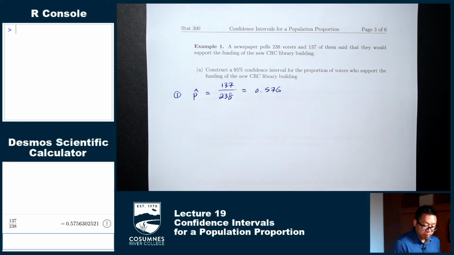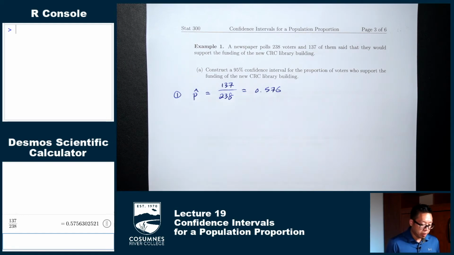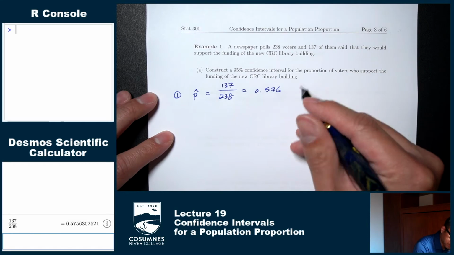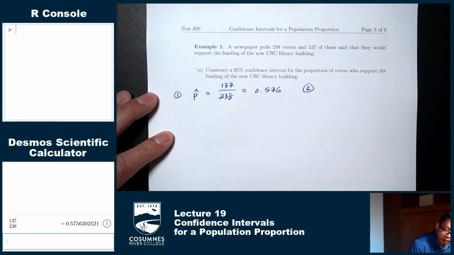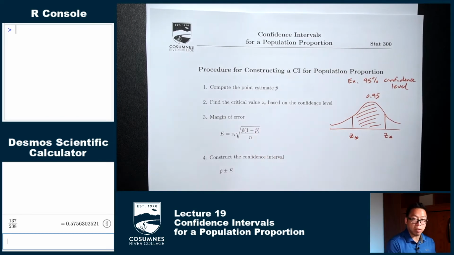And as a percent, that's going to be 57.6%. So from our sample, 57.6% of the voters support the new CRC library building. Step 2. Step 2 would be to find a critical value Z star based on the confidence level.